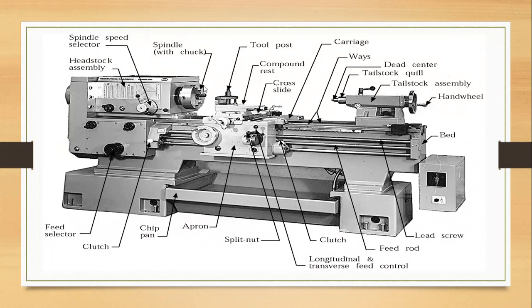Okay. So the next part is called the carriage. In the chuck we fix the workpiece; the chuck is used to hold the workpiece. Another important part is called the carriage. The carriage holds the tool. It has the tool post. The carriage has the tool post, compound rest, cross slide, and the apron.